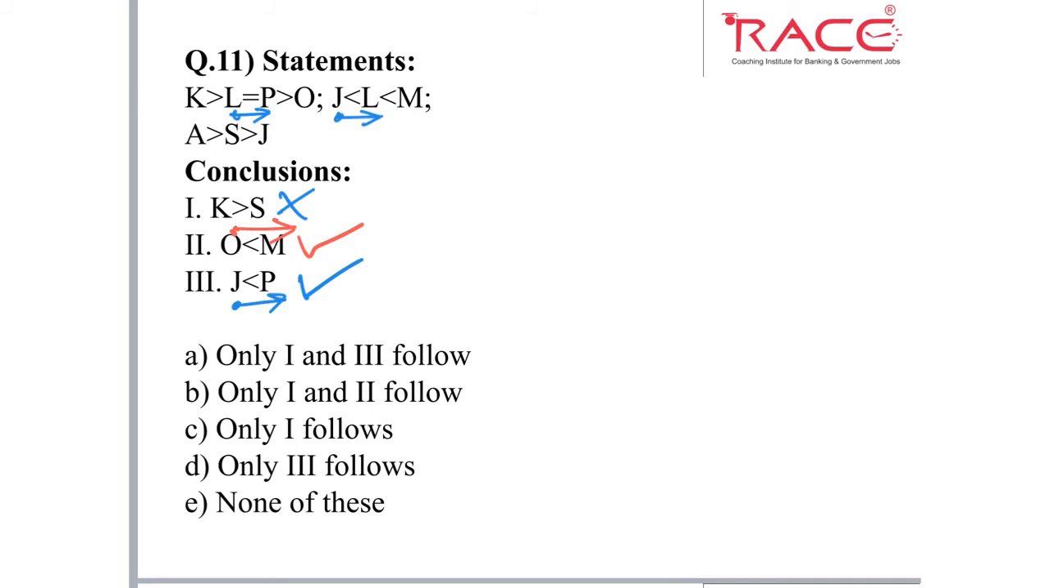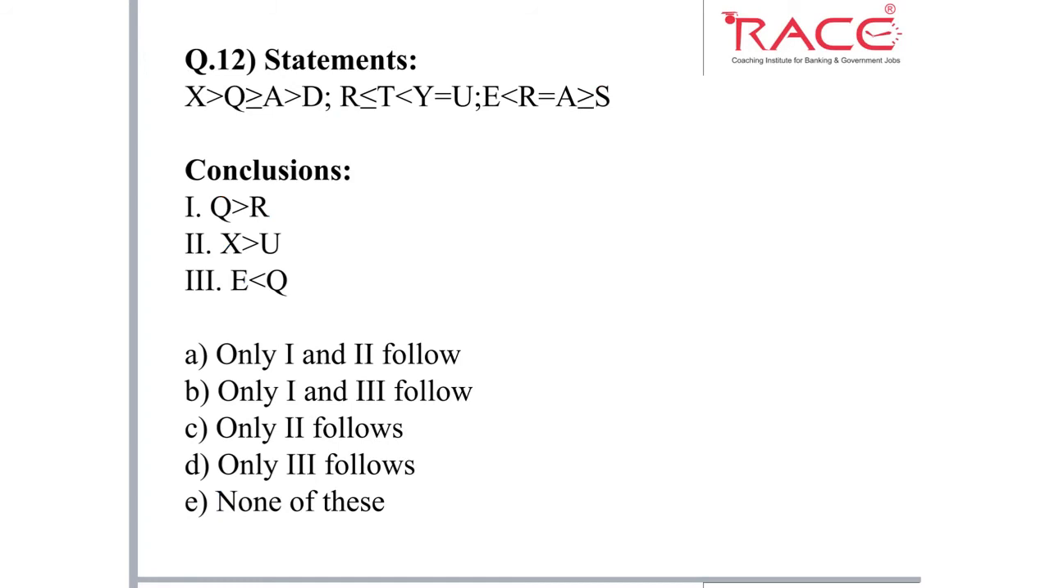So what is our answer? Our answer is none of these, because 2 and 3 follow. So there is no 2 and 3 follows. So the answer is none of these. This is the second question based on this type, so try to solve this question with me.